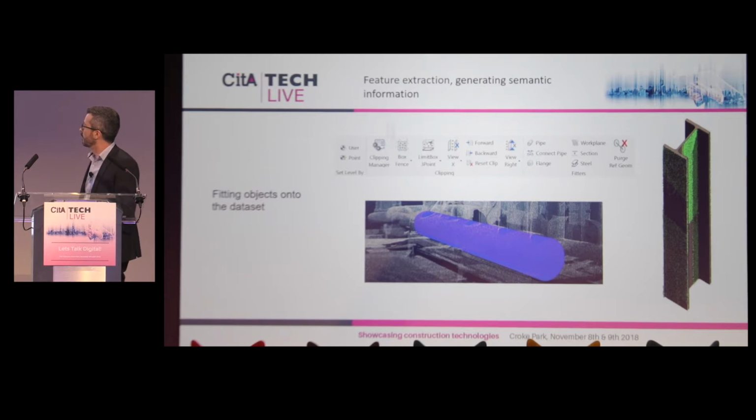Often I hear that the results from point clouds, the models and drawings, are an interpretation, but they don't have to be. We can use computer tools to obtain accurate models from point clouds. We can, for example, fit objects onto the data set. There are numerous software plugins that allow us to model pipes, steel sections, walls and columns, for example. So there's no ambiguity there.